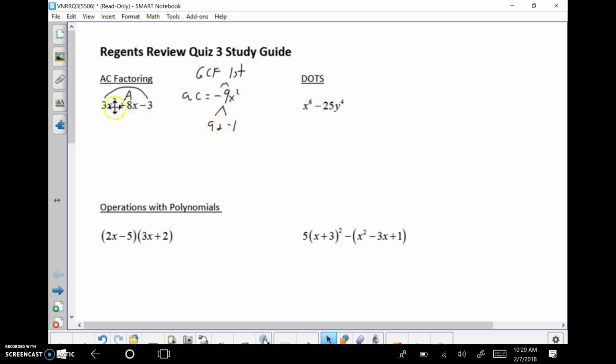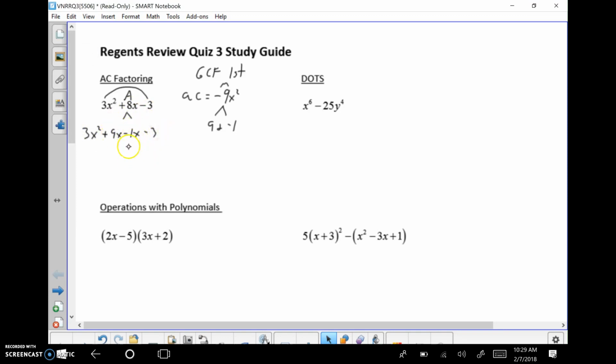We use this as a way of expanding our trinomial to make it a 4-term. So we keep 3x squared in the front the same. But then we replace 8x with two new terms. We replace it with a positive 9x and a negative 1x. And again, those came from the numbers that multiply to AC and add to B. And then we bring down the C term. Now it's successfully been expanded into 4 terms.